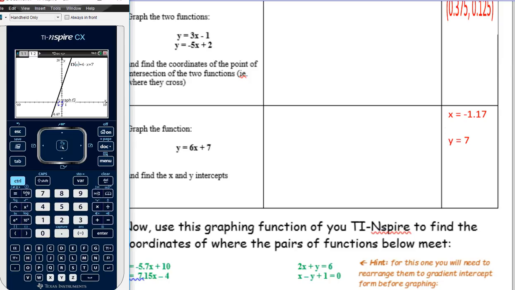Now to find out what their values are, you need to trace. So go to menu, trace, graph trace. And you use the arrows to go left and right. See, once you go left, it highlights the 0. So go left, you hit 0, and keep going to the right. So this, by the way, is the x-intercept. So x-intercept is, as you can see, negative 1.17. What is the y-intercept? The y-intercept is 7. So that's our answers there.